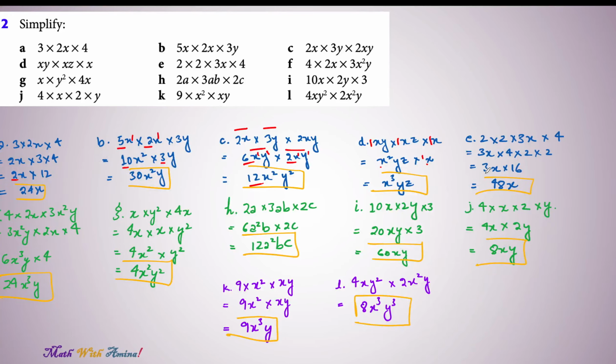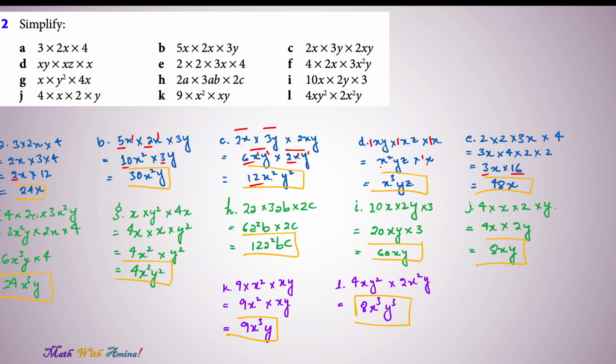Then we have this term that has a variable, so the coefficient of the variable will get multiplied with 16. This way we will get 3 multiplied by 16 is equal to 48. Since we have only one variable in this expression, therefore we will write it as it is next to 48. So the final simplified expression would be 48x.